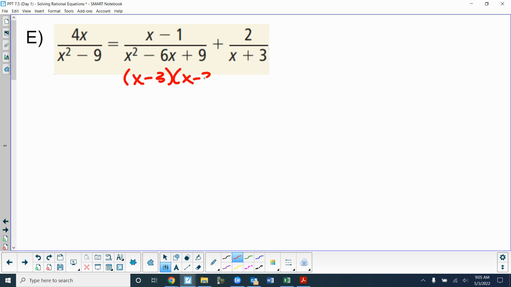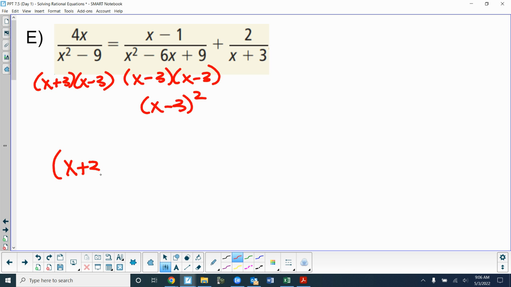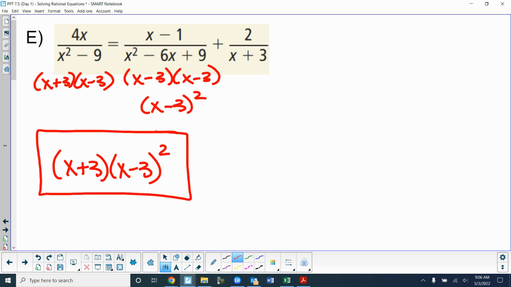Now, since there's 2 of these, we should write it how? Squared, right? And then what's this one? Right, x plus 3 and x minus 3, right? So what's my common denominator? X minus 3. I see an x plus 3, and I see an x minus 3. Are there any exponents? Yeah. So that 2 I have to put in here. So I multiply everything by that for that problem. Okay?